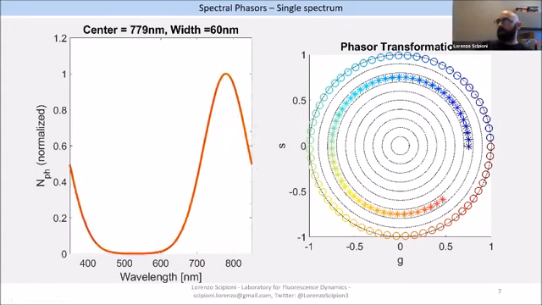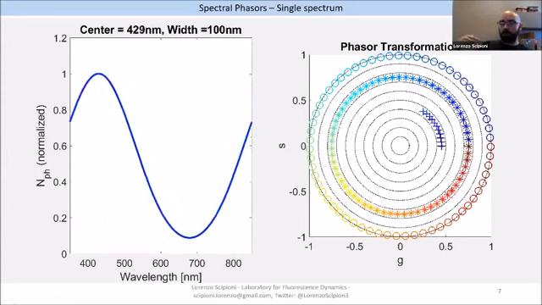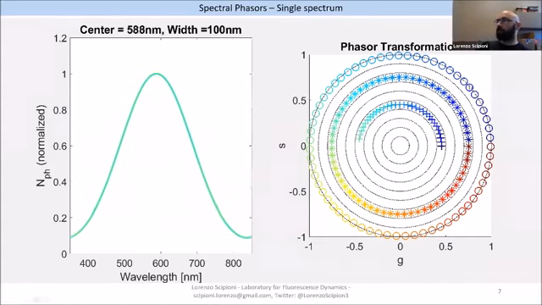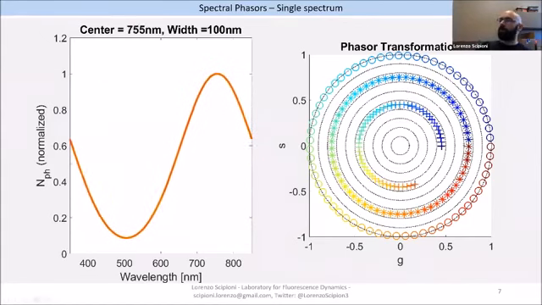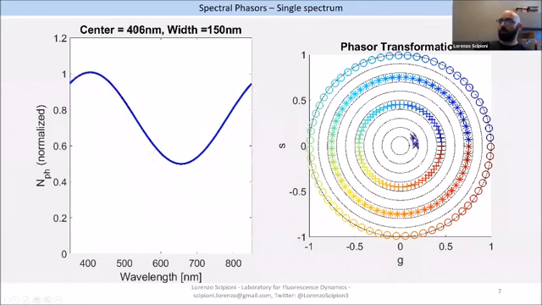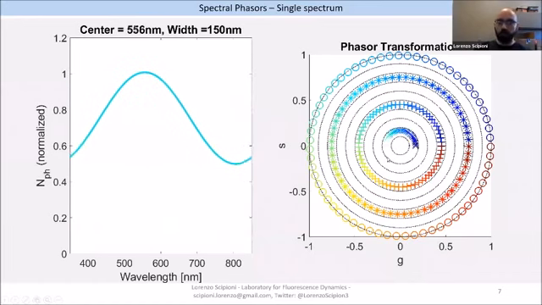The phasor transformation also encodes the width of the spectrum. So the broader spectra will be shifted more and more towards the center of the phasor plot.